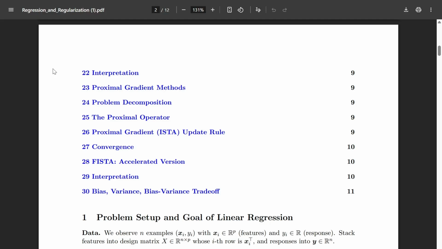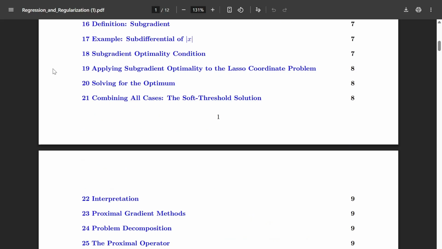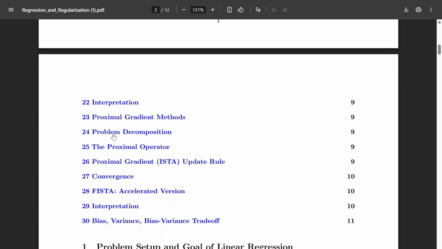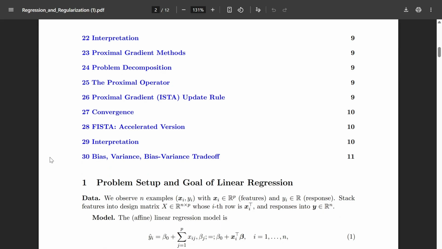And then we'll also discuss how you can use certain changes in your gradient descent technique to accommodate the soft threshold solution, or you can also say shrinkage thresholding solution. And that gives rise to proximal gradient methods. From there we'll try to decompose the problem, introduce a proximal operator, and learn about the proximal gradient update rule. We also call it the iterative shrinkage thresholding algorithm, ISTA.